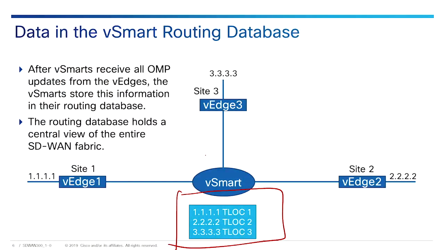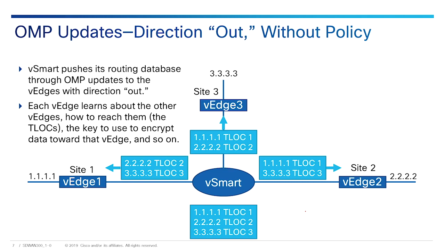Now, vSmart has gotten all these updates, and it has to distribute them. By default, it's going to distribute the entire update to everyone except the one it was received from. So site 2 isn't going to get 2.2.2.2 back. There's no reason for it. So it does filter out your own advertised update. We do have some split horizon here. vSmart also pushes its routing database through OMP updates to the vEdge in the out direction, i.e., to get to 2.2.2.2, use the TLOC to go to site 2. And this is an example of what they got, and you can see that the locals are filtered out on each of these.